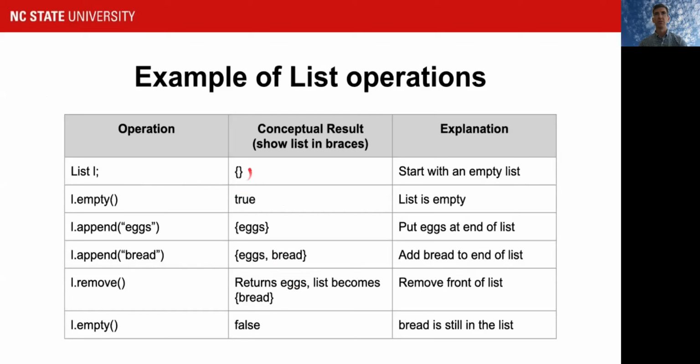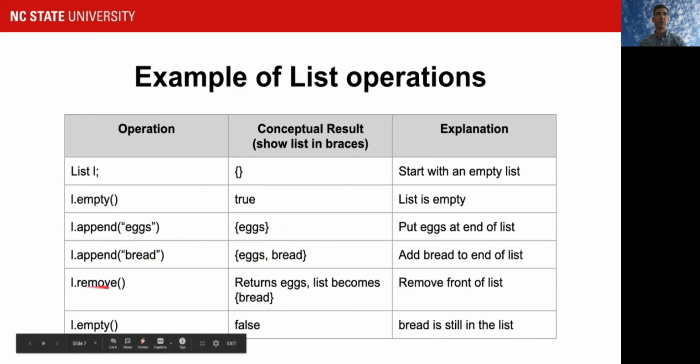I'm just going to show this conceptually in set notation using empty braces. So there's nothing in my list. I'm starting with an empty list. And then if I call my function empty, l.empty, then it should return true because there's nothing in the list. And then I can append eggs to my list. Over here I'm showing that inside my list I just have eggs. Eggs is at the end of the list, which is also the front of the list because it's the only thing in it. And then I can append bread to my list, which means I'm going to put bread at the end after eggs. So now I have eggs and bread.